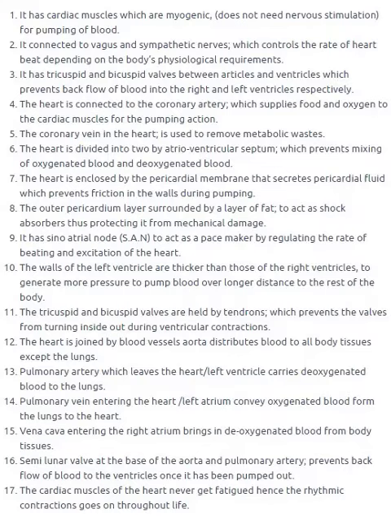It has tricuspid and bicuspid valves between atria and ventricles which prevent backflow of blood into the right and left ventricles respectively. The heart is connected to the coronary artery, which supplies food and oxygen to the cardiac muscles for the pumping action. The coronary vein in the heart is used to remove metabolic wastes. The heart is divided into two by the atrioventricular septum, which prevents mixing of oxygenated blood and deoxygenated blood.